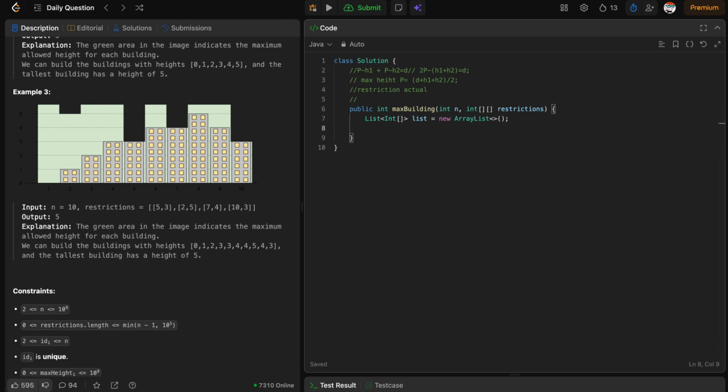And we will add the restriction of building 1 which has a 0 as a number. Then we add all the restrictions into that. Then we modify this to the actual restriction. Currently we are just putting every restriction into the list.